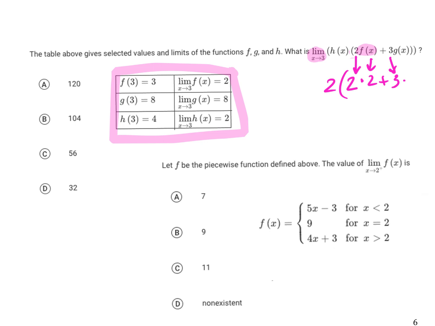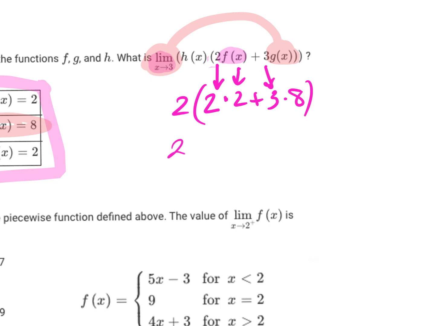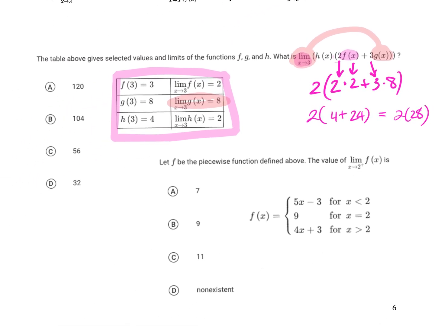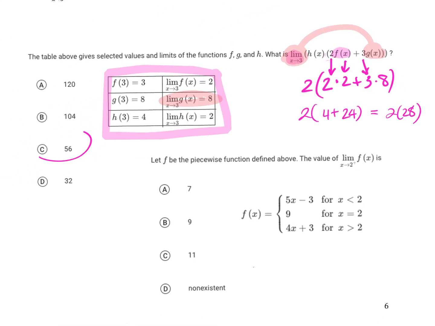And again, just know that they're saying the limit as x approaches 3 of g of x. What do we think? 8 times 8. All right, in the parentheses first, 2 times 2, 4 plus 24 is 28 times 2. You got it. Okay, let's take a peek at this guy now.